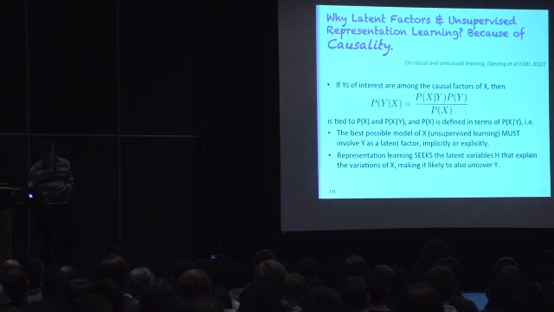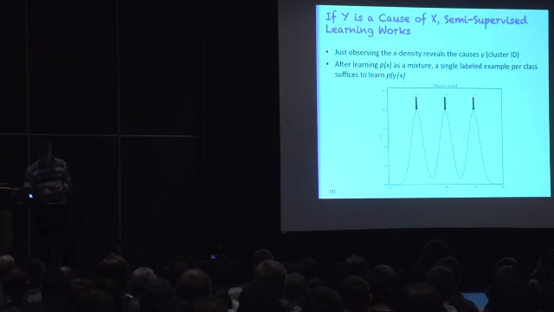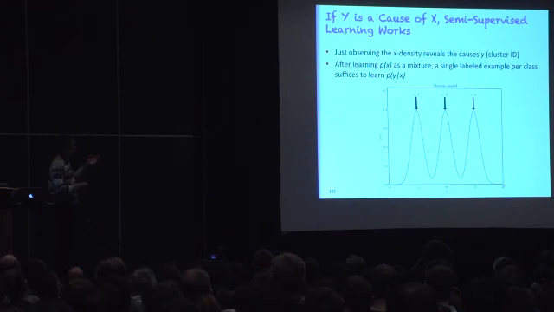So to make that more concrete, consider the simple case of a mixture of three Gaussians here, and the input is x. The thing we eventually want to predict is y, but it turns out that by just observing x, a good statistical model should tell you that you have these three bumps, these three modes, and now I just need essentially one example per class to figure out what the label should be for each of these bumps, right?